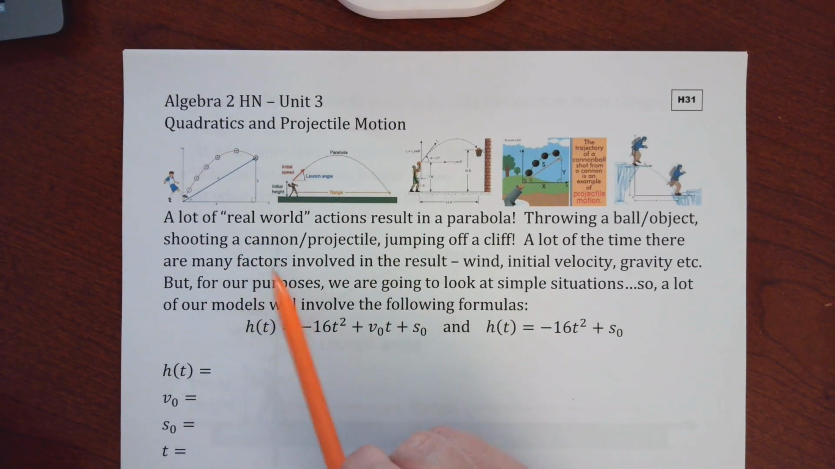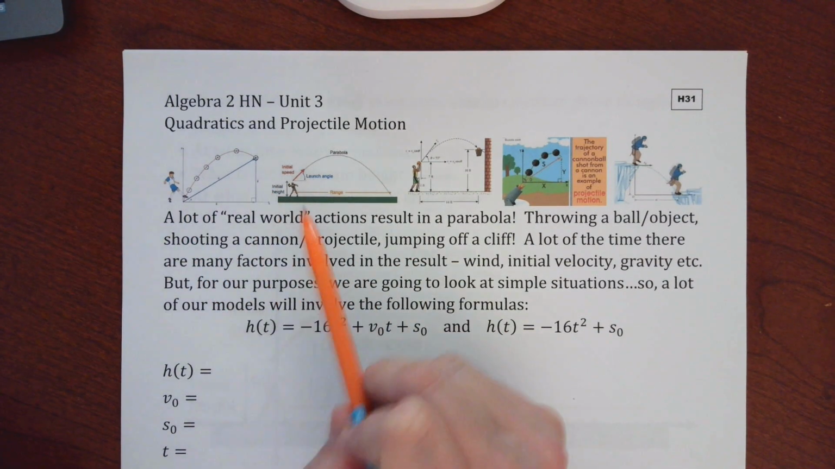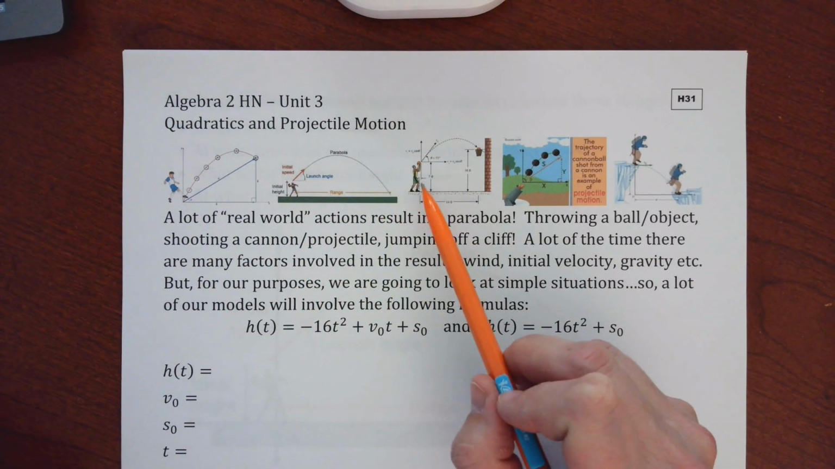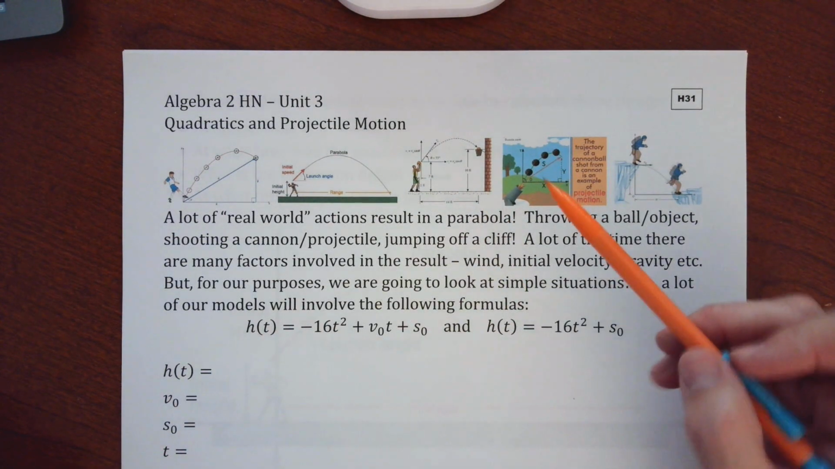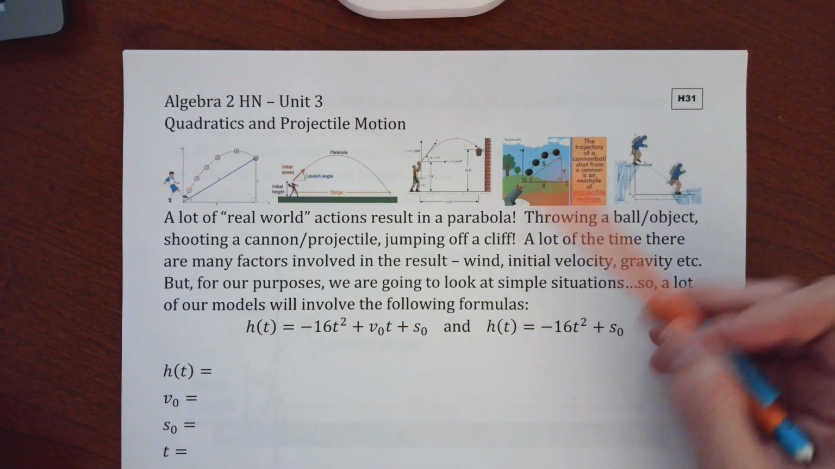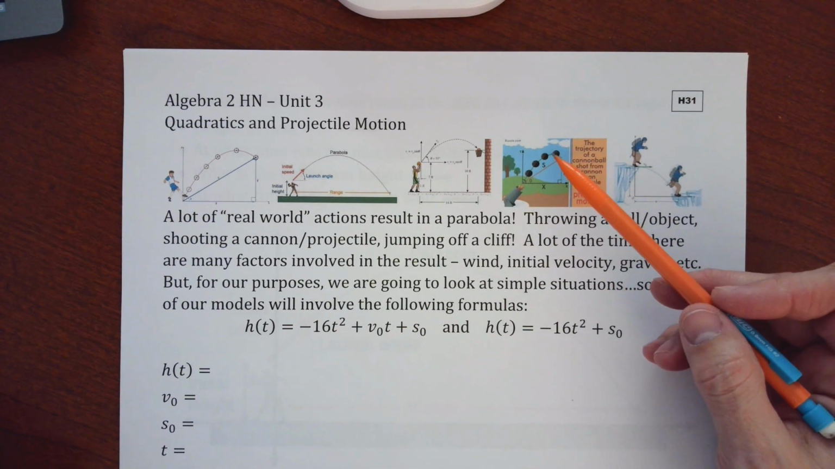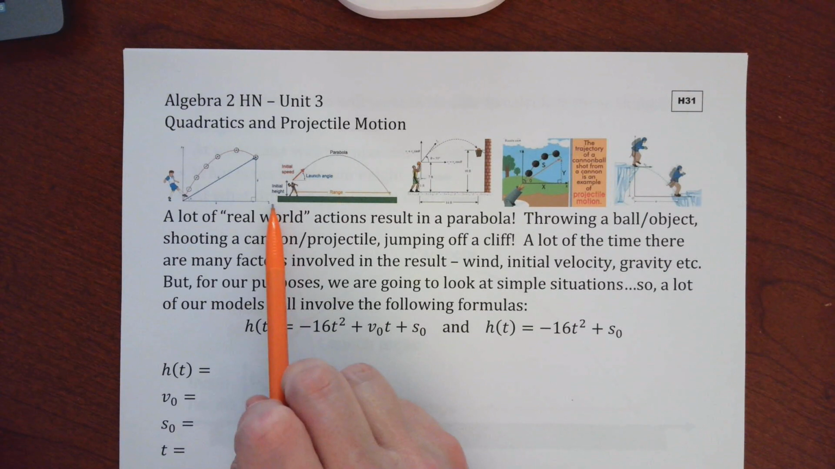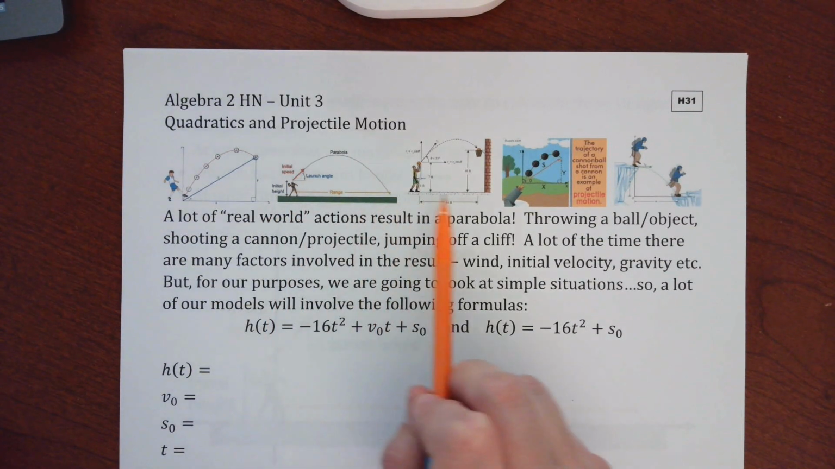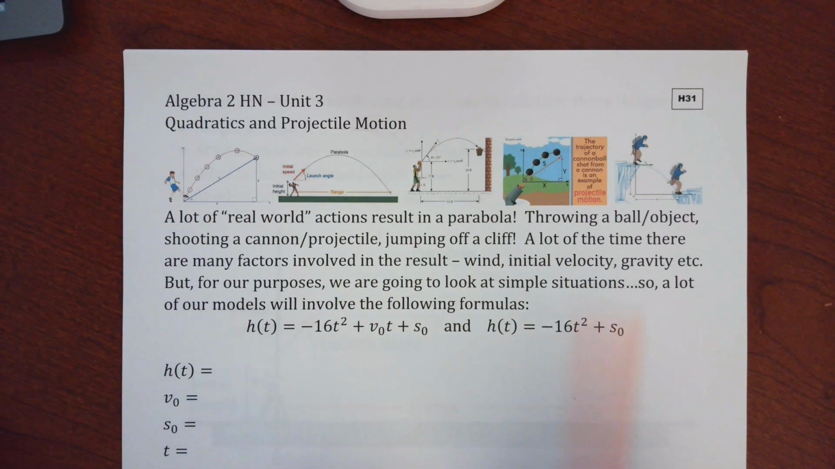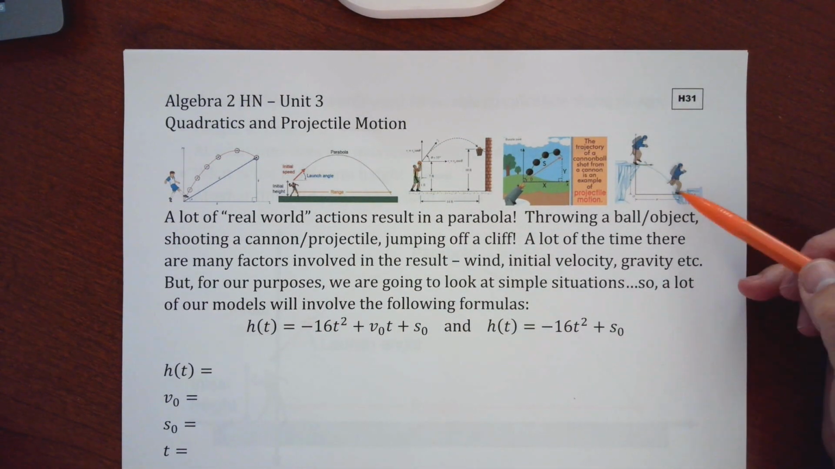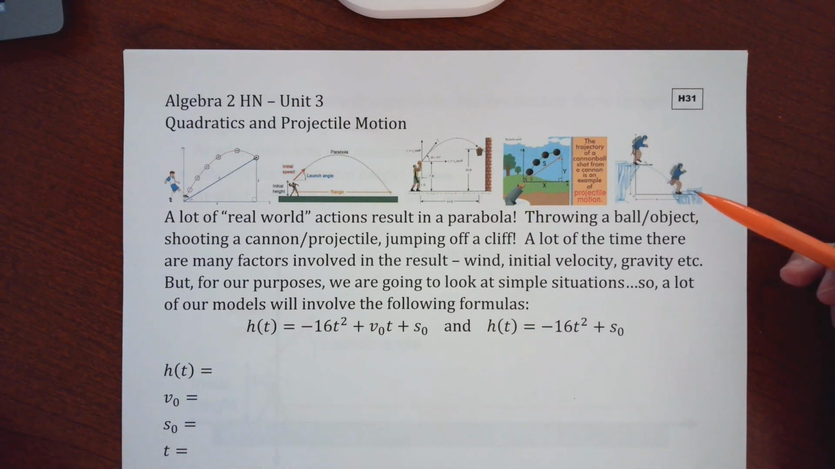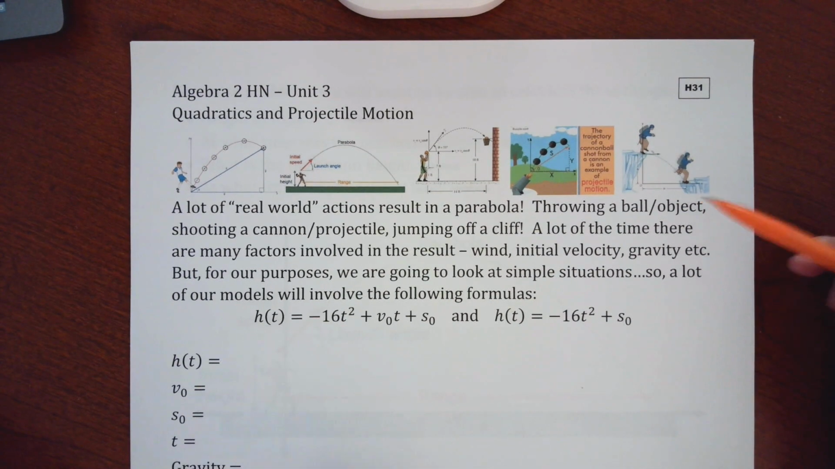All right, so a lot of real world problems or actions result in a parabola, like when you kick a ball, you throw a ball, you shoot a ball, a lot of things involving balls in sports. Anyway, you shoot off a cannon or a gun or something at a certain angle, or even straight. Even when you shoot something straight, it eventually comes down and goes to the ground, right? So it's still a parabola. Maybe you're jumping off of something, or something is falling from a height. Those are all parabolas when you see their graphs.